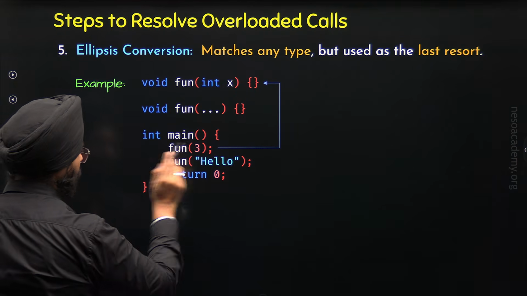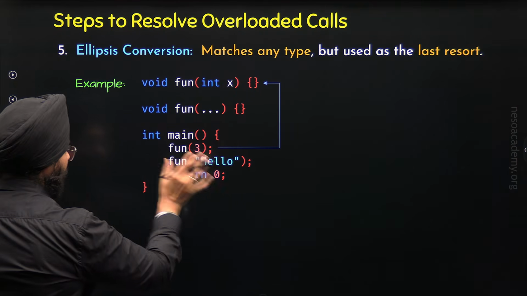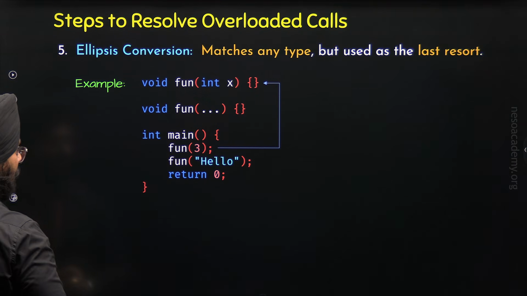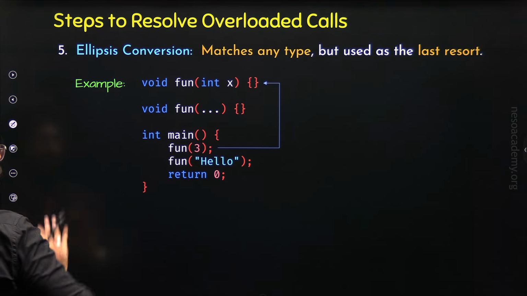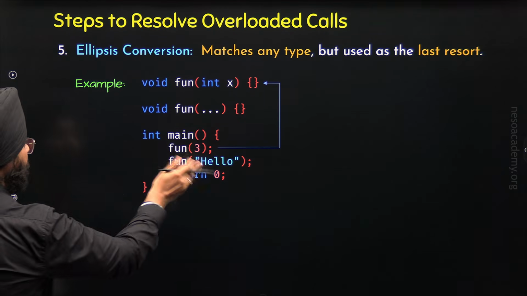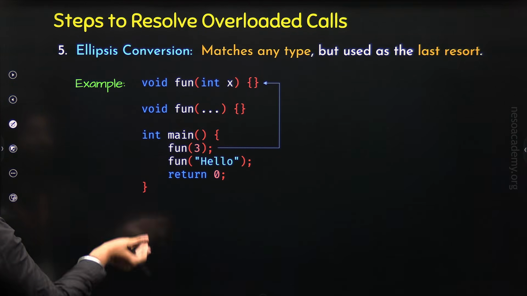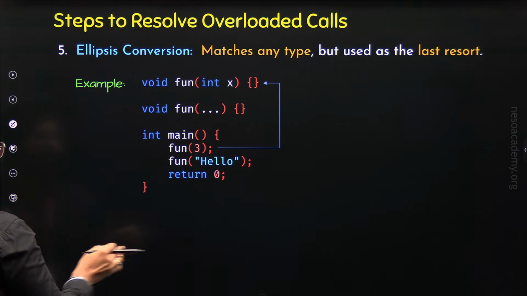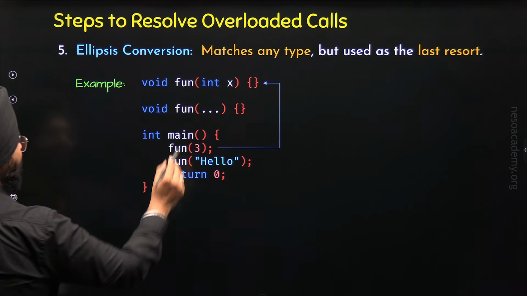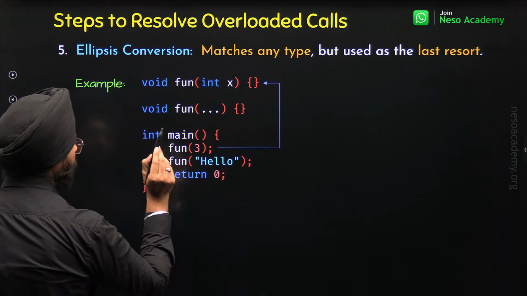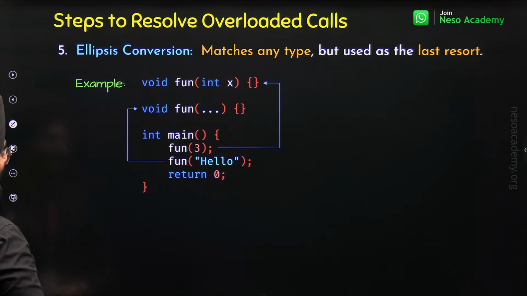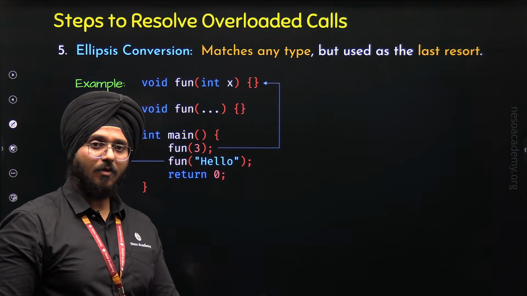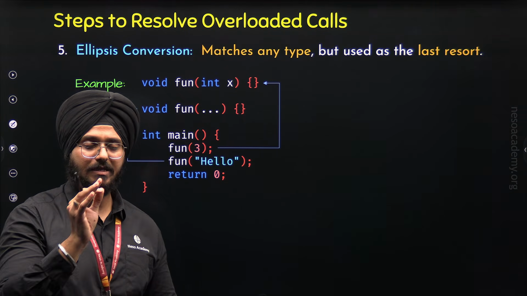Now what about this function call? Here we are passing a string hello. Now here we can observe that hello is not matching with int. So there is no exact match. We can observe this. Apart from this, type promotion is not possible. Type conversion is also not possible. There is no user-defined conversion. So we are left with ellipses conversion. Here we have ellipses. Therefore, this function call will be resolved to this definition. I hope this is clear to you. So that's the concept of ellipses conversion. This is performed as the last resort by the compiler.